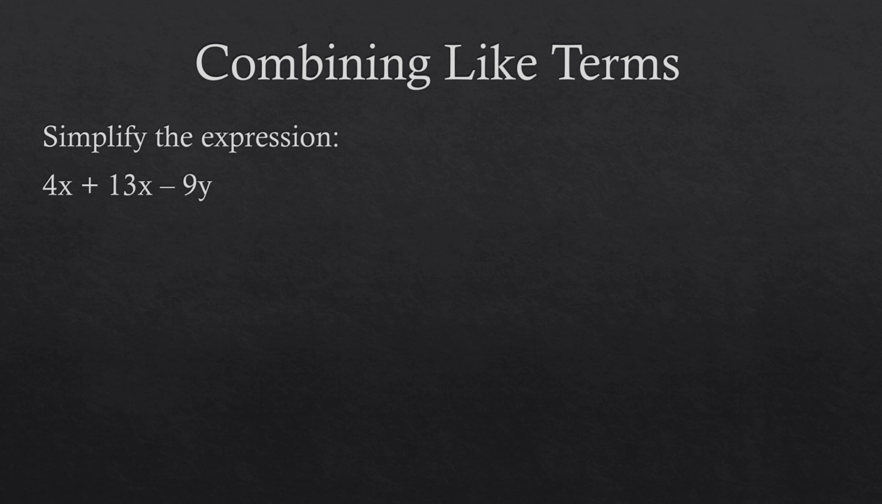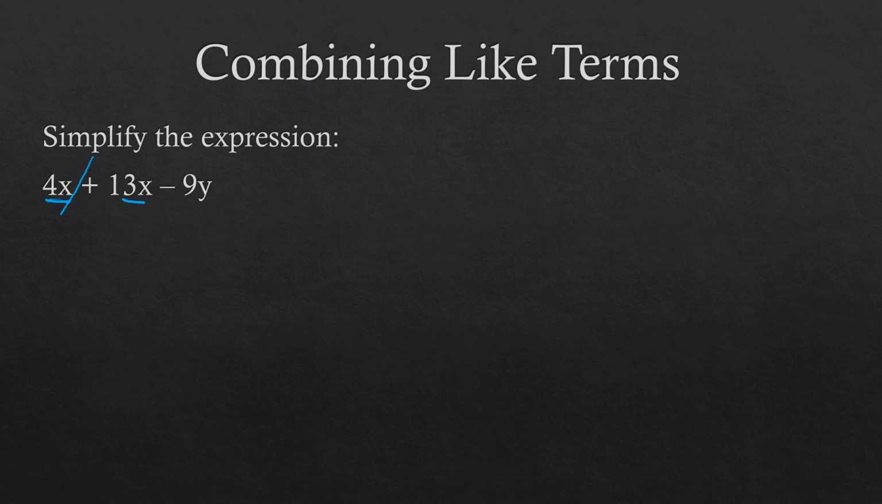All right, so let's do another example. So we want to simplify the expression by combining our like terms. So first of all, let's kind of look and see, well, do I have any variables that are the same? And when I look here, I see a 4x, I see a 13x, and I see a 9y. So right off the bat, I'm going, well, this has an x and this has an x. So those two are going to be my like terms.